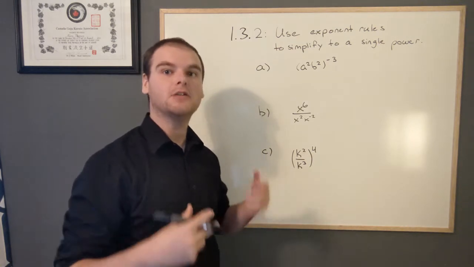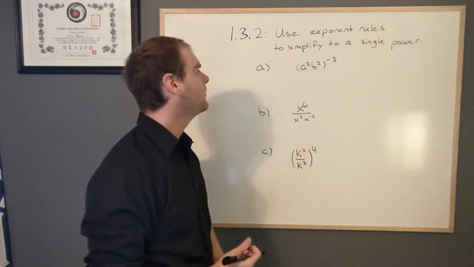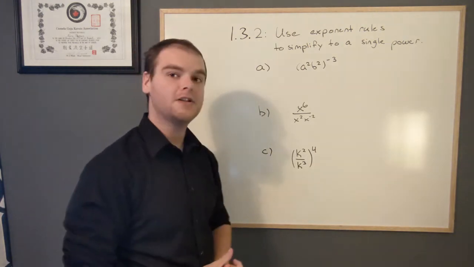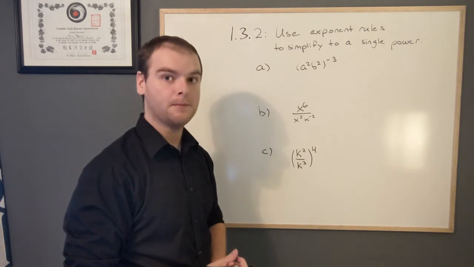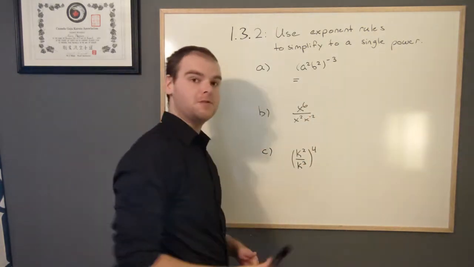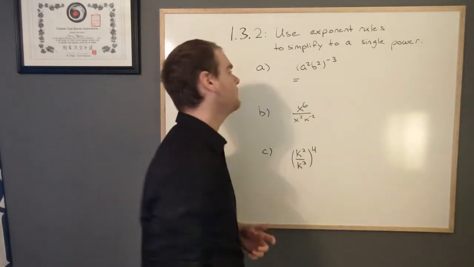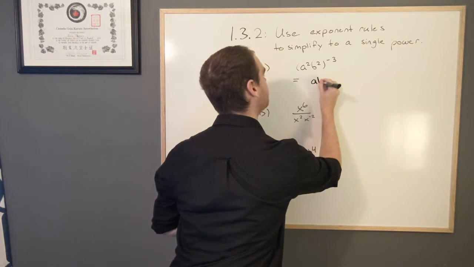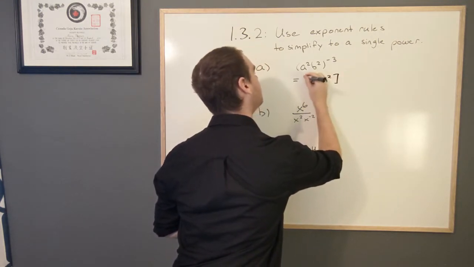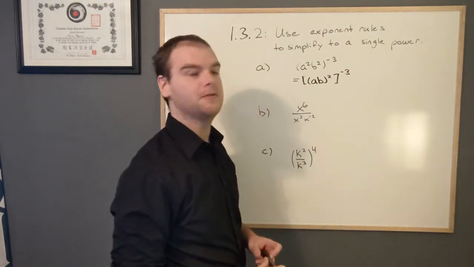In this second set of questions, we're going to simplify each expression using our exponent rules so that we have a single power. So in this first part, we have a squared times b squared, all of that to the exponent of negative 3. So first we can tackle inside the brackets here using the first exponent rule. This becomes ab squared to the exponent of negative 3.